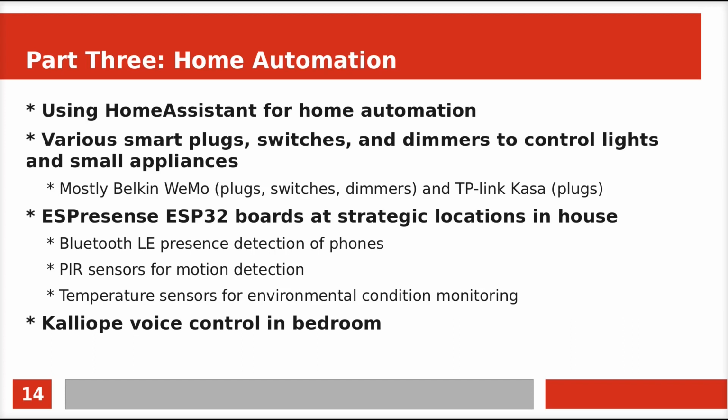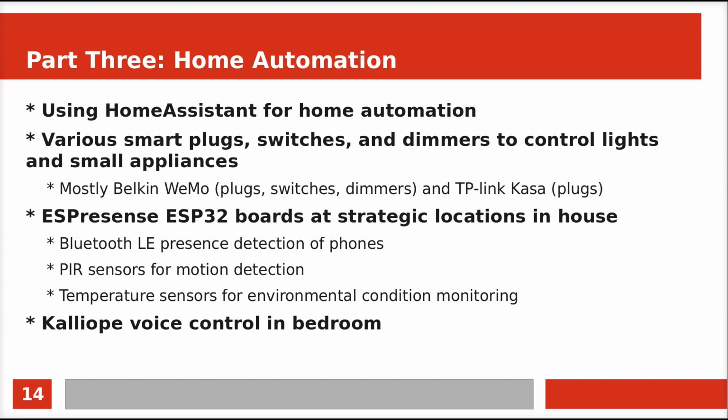So, I'm using it for various home automation devices. I have various smart plugs, switches, and dimmers to control lights and small appliances in my house. It's mostly Belkin Wemo, for which I have plugs, switches, and dimmers. I also have some TP-Link Kasa plugs that I've been buying more recently. They're cheaper and actually perform a fair bit better than the Wemos did, so I'm slowly replacing things with those.